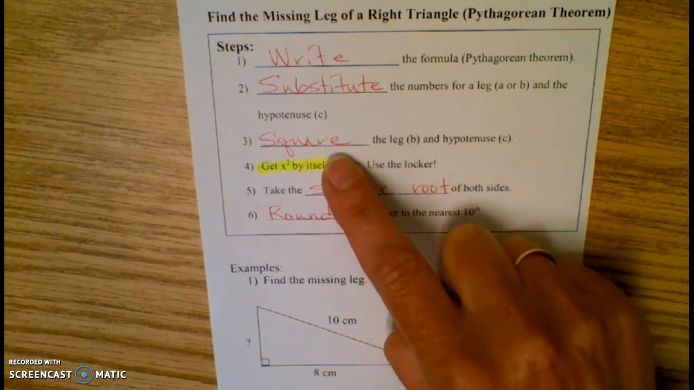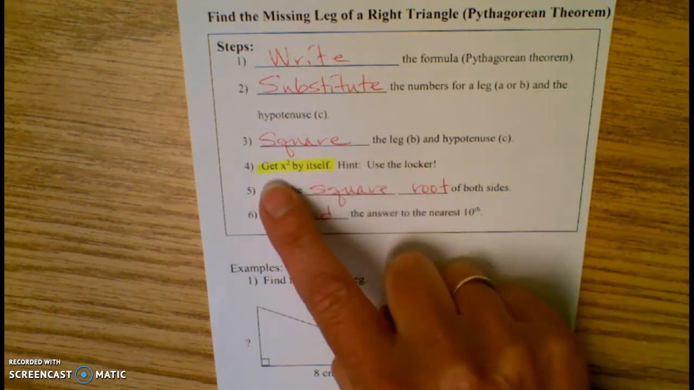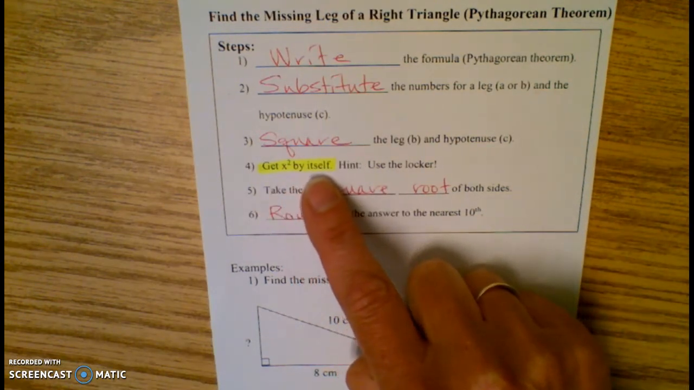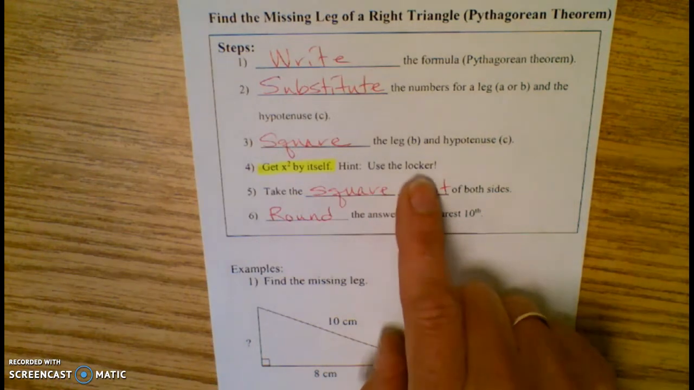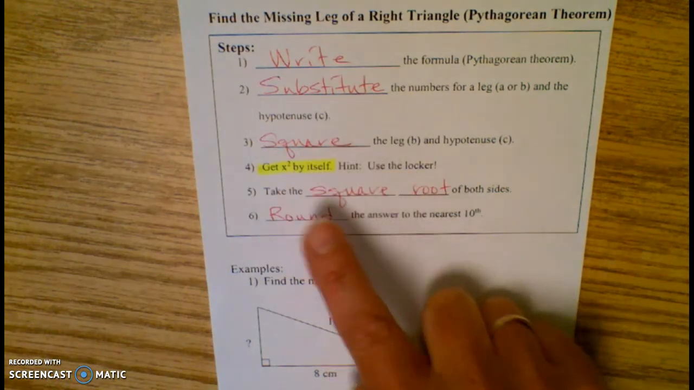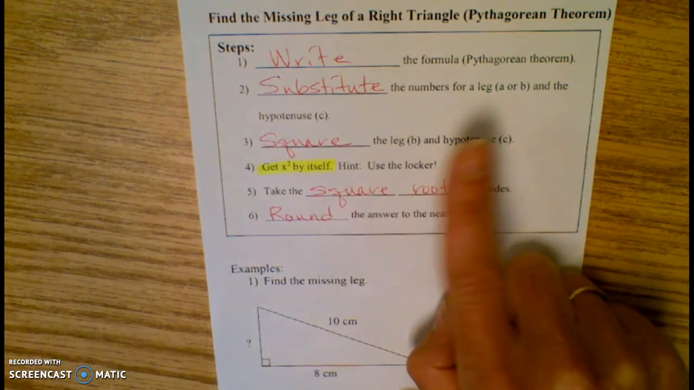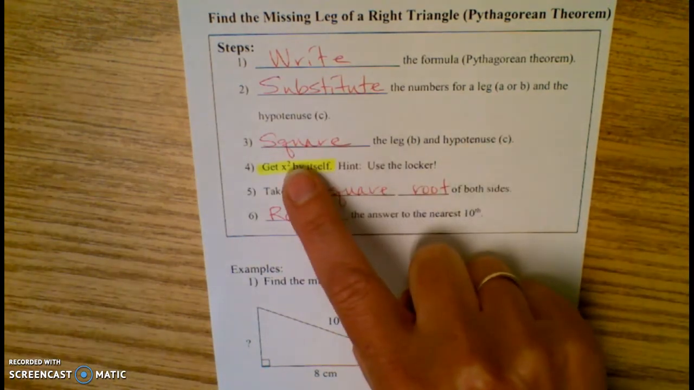You're going to square the numerical values that you have, but here's the new piece. You're going to have to get the x squared by itself. Remember, you're missing one of the legs today. The legs are on the left side of the equation typically when you set that up. So you're going to have to think of this as being a locker problem, and you're going to have to subtract from both sides of the equation to get x squared by itself.